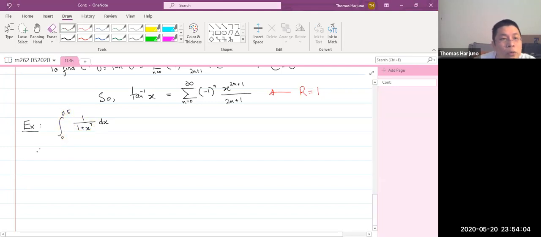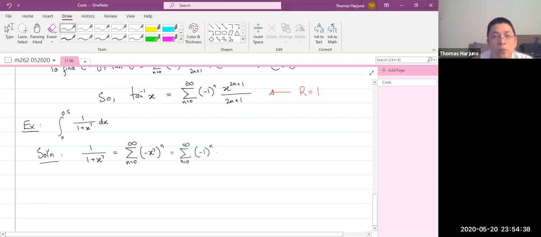So, solution. This 1 over 1 plus x to the 7 is representable by the series from n equals 0 to infinity of negative x to the 7 to the n, which, you see, is an alternating series, is it right? Negative 1 to the n, x to the 7n.